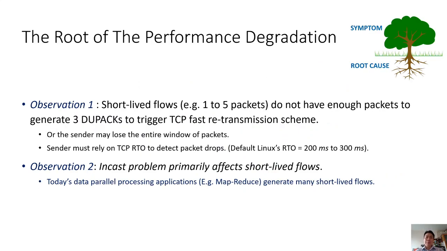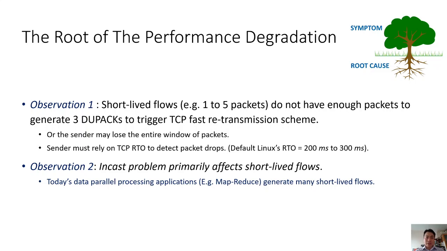We further analyzed and delved deeper into the problem to understand the root cause of the performance degradation from incast. From our analysis, we make the two following observations. The first observation is that short-lived flows, which typically consist of 1 to 5 packets, may not have enough packets to generate 3 duplicate acknowledgement packets to trigger the TCP fast retransmission scheme. In another case, the sender may lose the entire window of packets.